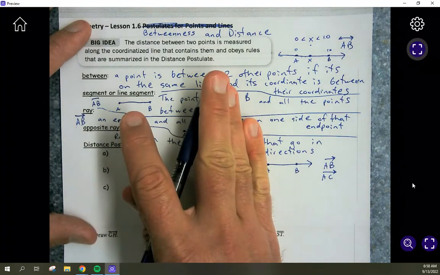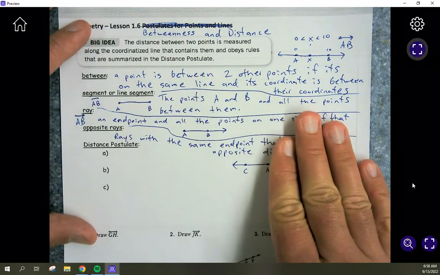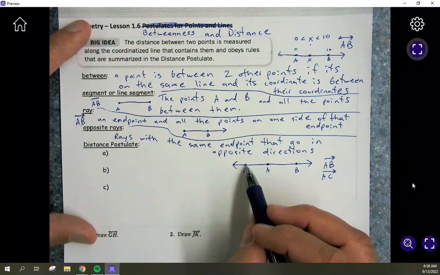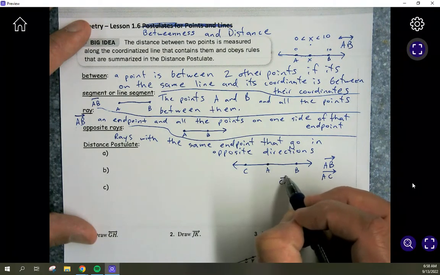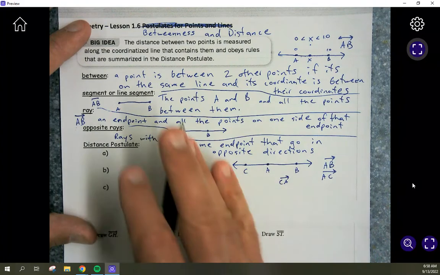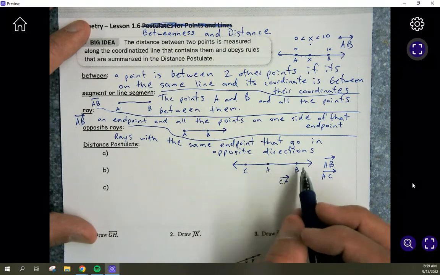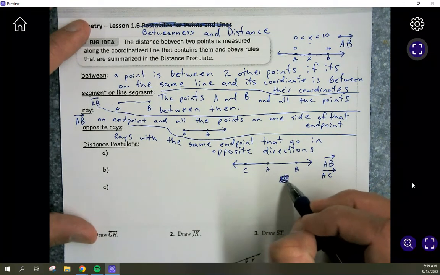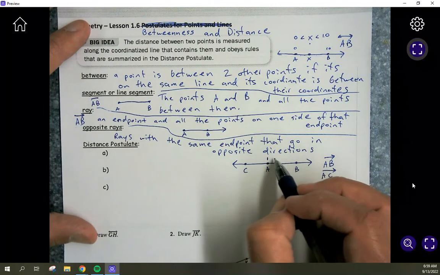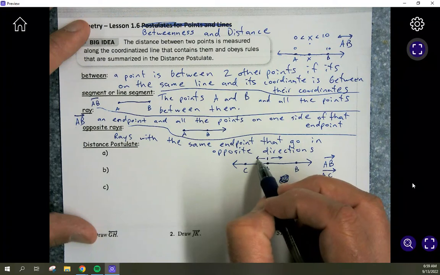Okay, this is AB, starts at A, goes forever through B. And this is AC, starts at A and goes forever through C. If you call this CA like this, you're talking about a different ray. That's the one that starts right here and goes forever this way through A and then eventually through B. That's CA, which is not the opposite ray we're talking about. So we're talking about the ones that start at the same spot. One goes this way, that's AB, and one goes this way.